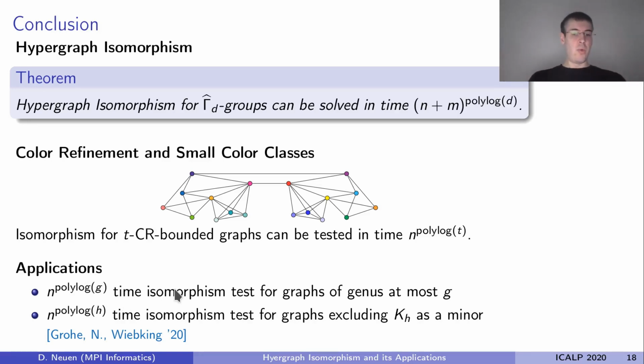And naturally, we hope for further applications in the future. In particular, one open question is whether we can even generalize this result to excluded topological minors.